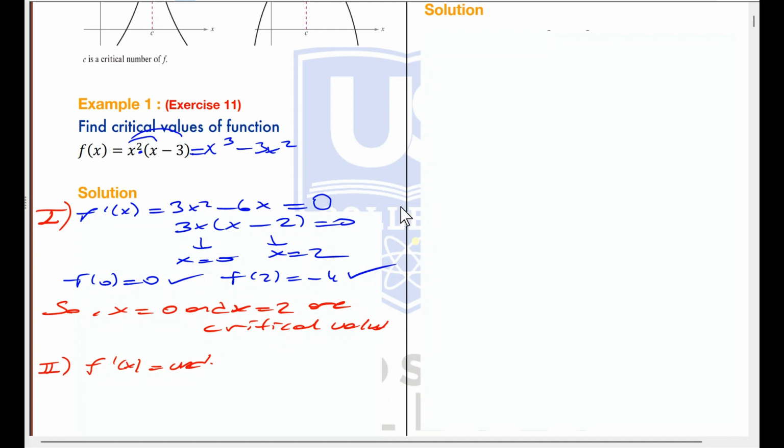All right, so this is how we solve the questions. We take derivative, equalize it to 0, check if those values make function defined. If they do, then these are the critical values. And we have to check the numbers that make derivative undefined too.